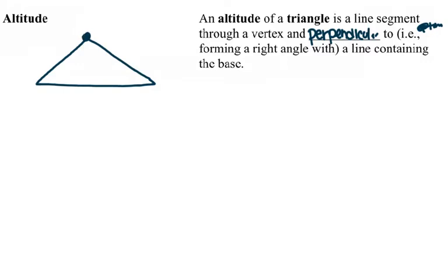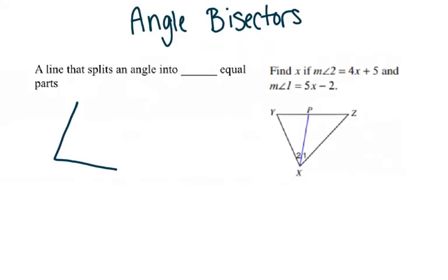So here's the vertex, and it would go straight down, making a 90-degree angle. It does not say it is bisecting that other side. It just has to be a line that is perpendicular with the base, and it has to go through the vertex. All right, let's do a few more.